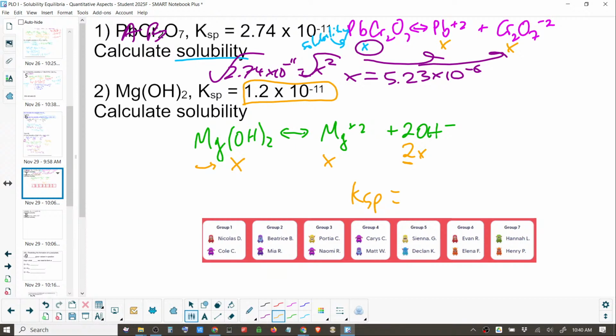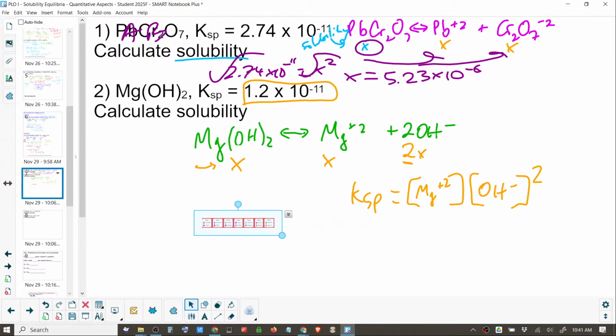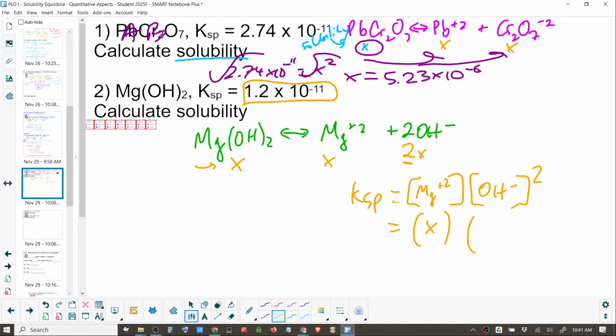Are we supposed to do x? So it would be x times 2x squared. Yeah. We did do that last day, but the reason I have these two problems is because this always needs review. So was it 4? Wait, times 2x squared? Yeah, because OH is 2x.